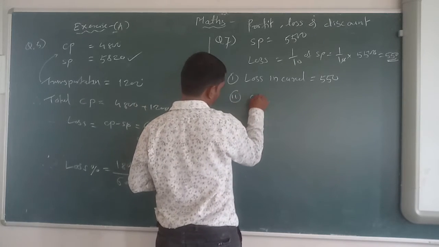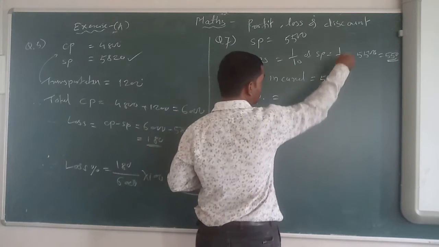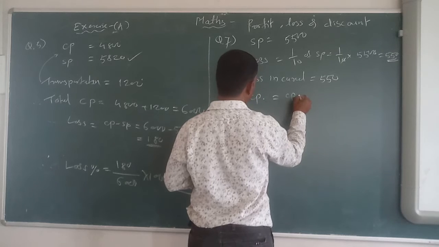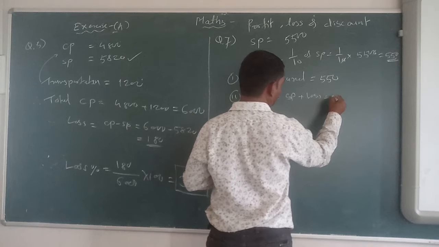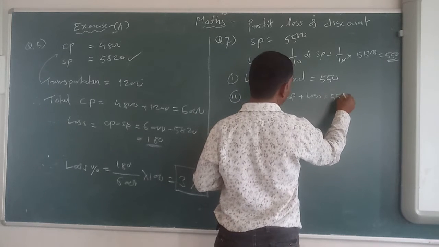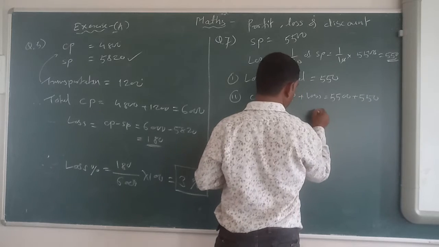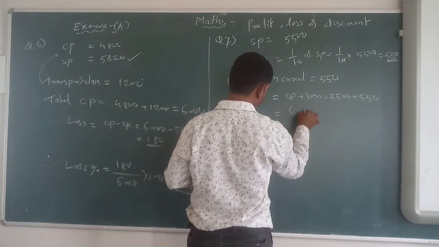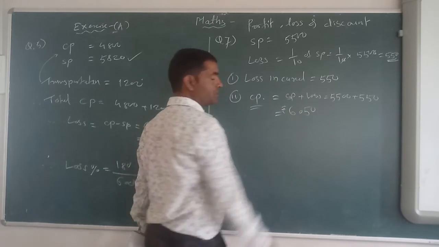Second one. CP is equal to SP plus loss, we have to add this loss to the SP. 5500 plus 550. So how much will it be? 6050 rupees. This is the CP. We got the CP now.